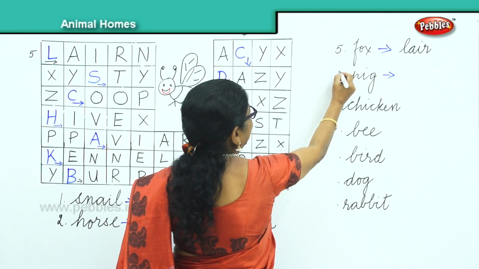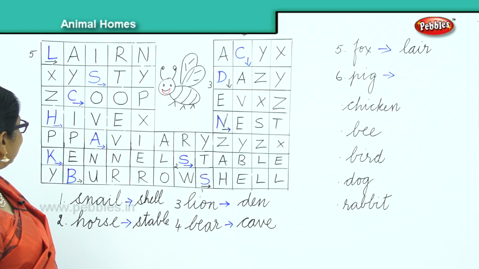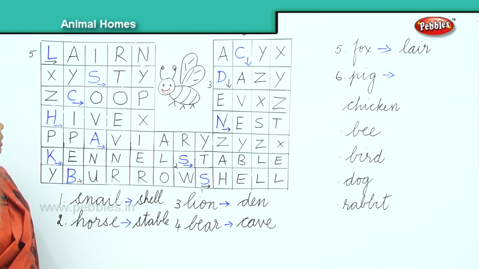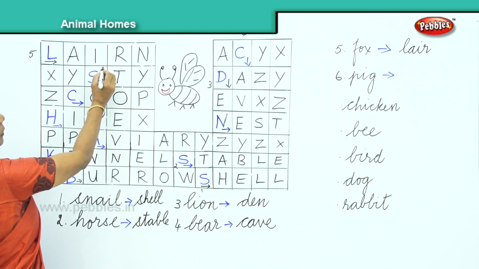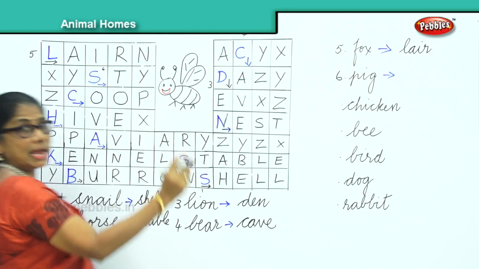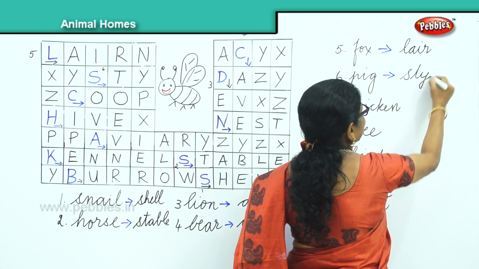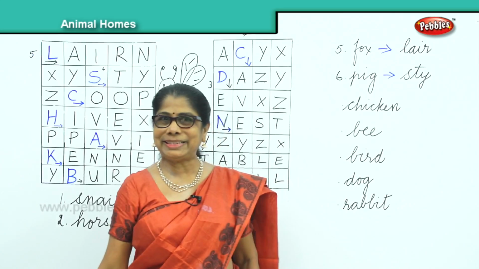Now we have a pig. Number 6, we have a pig. Where do we keep a pig? Pigs are kept in the pig sty. Very good. Pig sty. Here you have number 6. The pigs are kept in the pig sty.